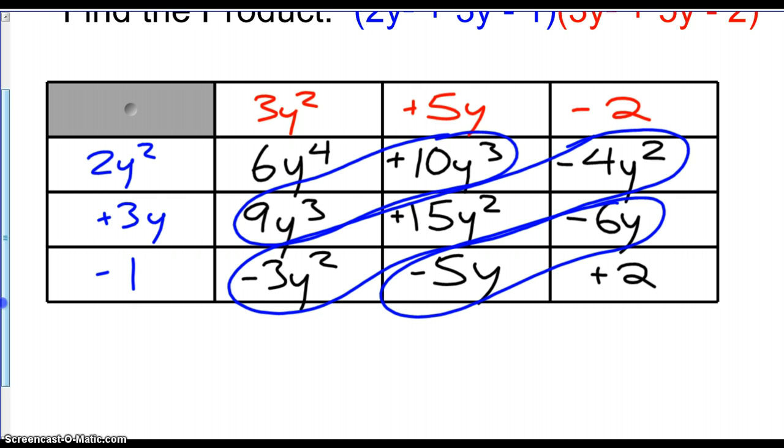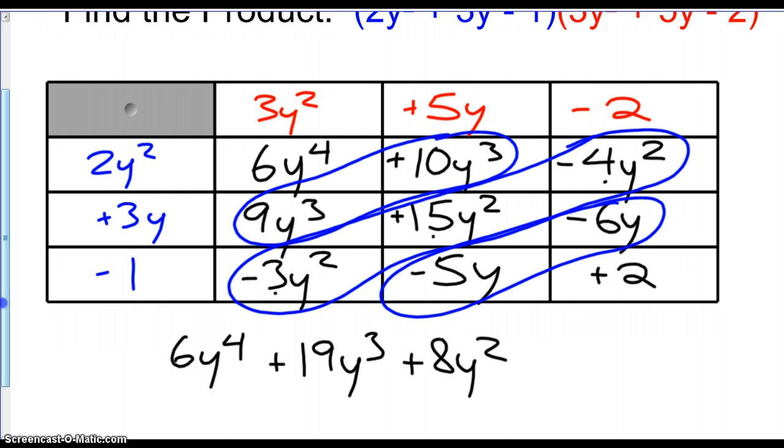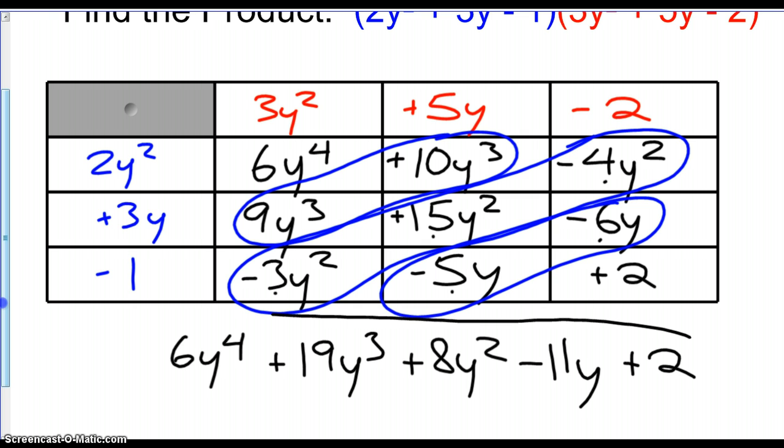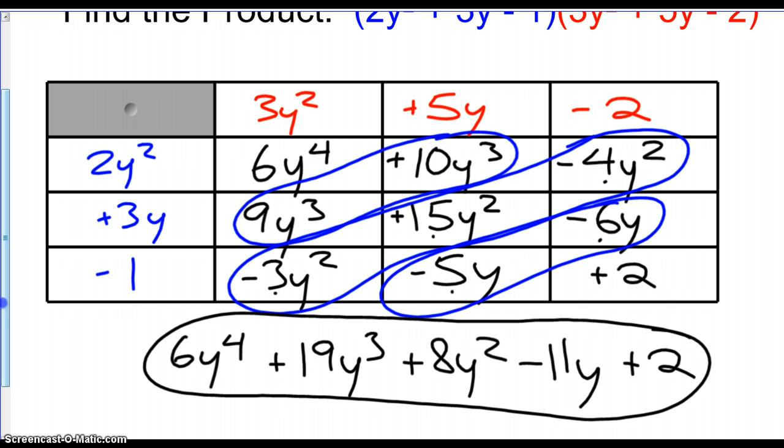did most of the work anyway, very quickly anyway. So 6y to the fourth doesn't have a partner. 9y to the third plus 10y to the third is 19y to the third. Negative 3y to the second plus 15, that gets me to 12y squared. And then minus 4 is plus 8y squared. Negative 5 plus negative 6, or negative 5 minus 6 is negative 11. And then we have a plus 2 hanging out. And that would be our long answer to this trinomial.